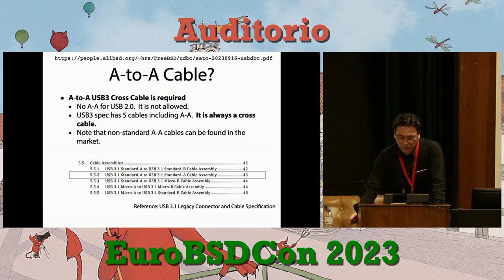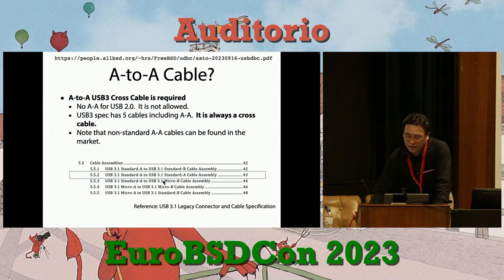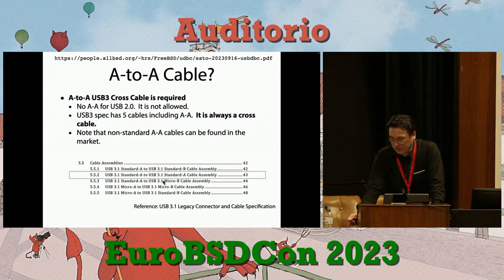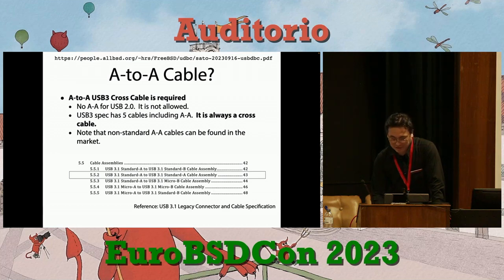And the cable is not a normal one, it's an A2A cable. The A2A cable is not allowed for USB 2.0. However, for USB 3, the A2A cable is added to the specification. As in an Ethernet cross cable, this USB 3 A2A cable has a cross connection of the RX and TX lines. So you can buy the A2A cable, and connect the two machines and activate the USB debug capability on the target, so you can get serial access to the USB device, just like legacy serial ports. That is what the USB debug capability can realize.